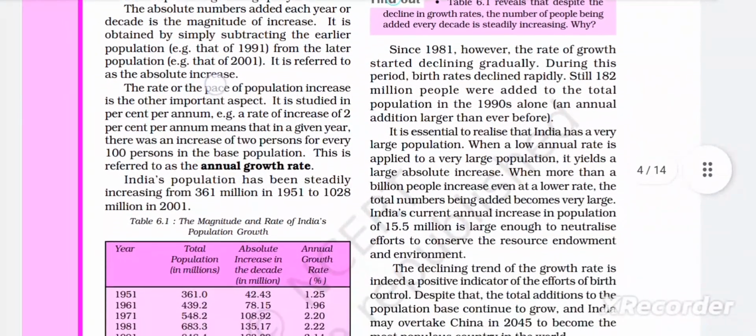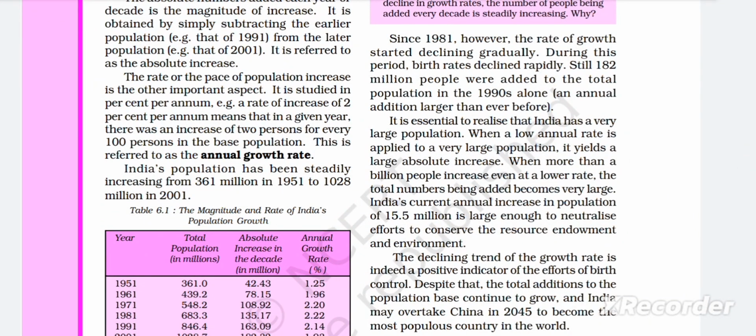But there was a change in the growth rate after 1981. However, the rate of growth started declining gradually. During this period, birth rate declined rapidly. And if the birth rate is decreasing, definitely the rate of growth will also decrease. Still, 182 million people were added to the total population in the 1990s alone. Here, the growth rate has decreased, but still the absolute number is more.